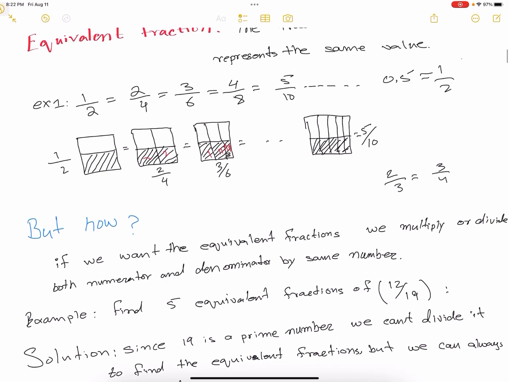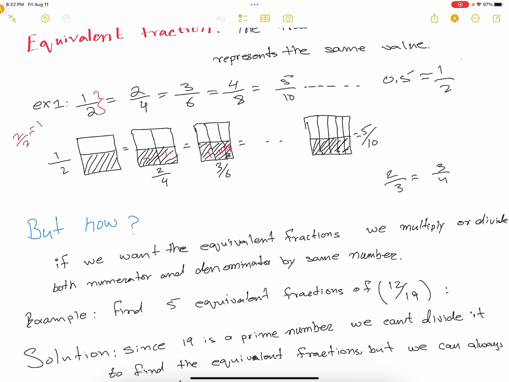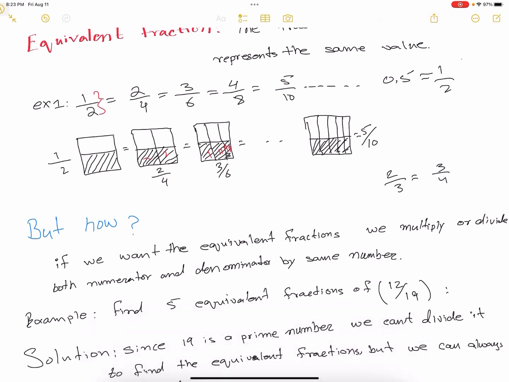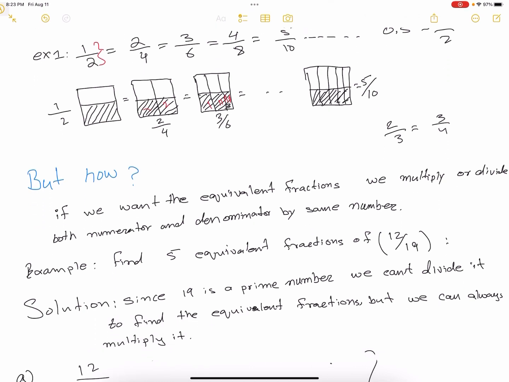To get equivalent fractions, for example, if we want to get an equivalent fraction for this one, we can multiply the numerator and the denominator, or we can divide the numerator and denominator by the same number. That means 2 over 2 is equal to 1, so it's the same number in the numerator and denominator. We're not changing anything. We're just giving this number a different representation. So we multiply or divide both numerator and denominator by the same number.